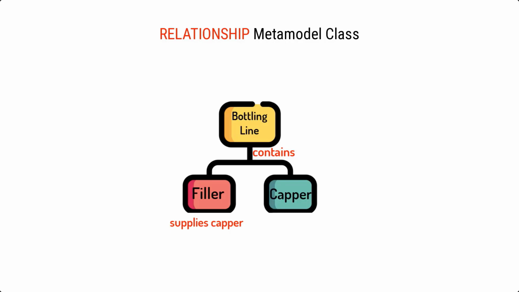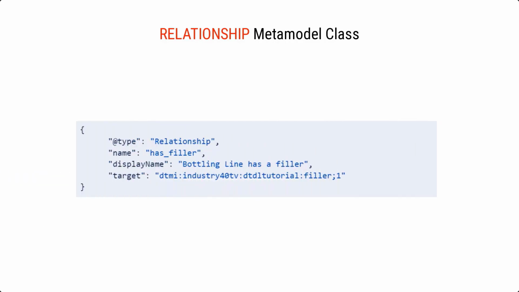And a filling machine would be related to a capping machine in that the filler supplies bottles to the capper. Connecting digital twins via relationships in this manner results in a set of digital twins forming what is called a twin graph. A twin graph, sometimes called a knowledge graph, represents physical entities in your entire environment while reflecting their interactions. Here is a relationship element for a bottling line digital model showing that a bottling line has a filler.